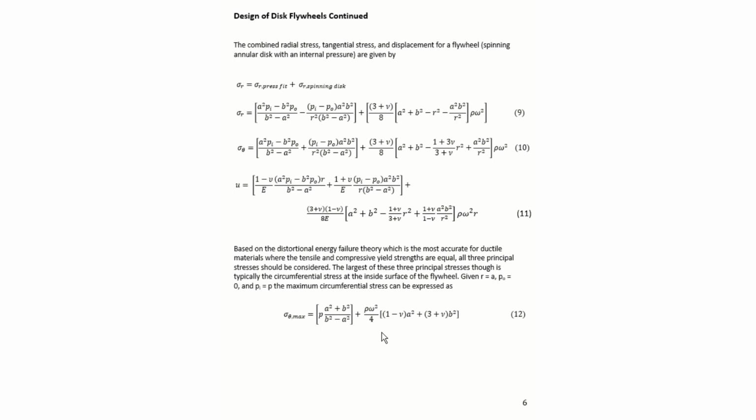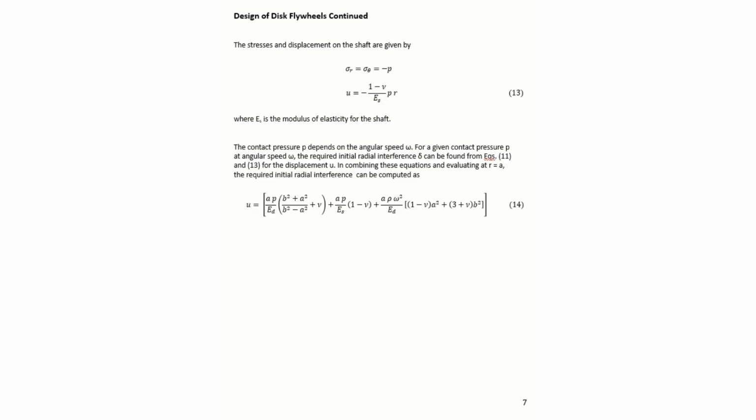This is the maximum circumferential stress that we would get. If we want to compute the stresses and displacement on the shaft, we can use these equations 13 here. We note that the radial and the circumferential stresses are equal on the shaft, and they're equal to the negative of the pressure, and the displacement is given by this equation here.